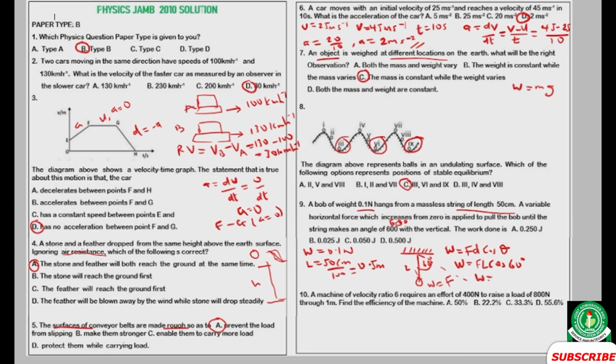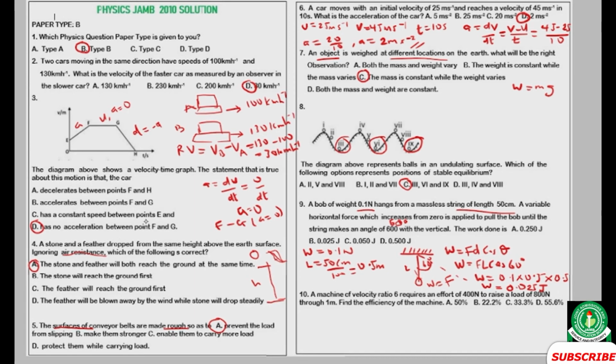Substituting now, W equals F, which is 0.1, times 0.5, times cos 60, which is also 0.5. When you press cos 60 on your calculator, it is 0.5. So W is equal to 0.5 times 0.5, which is 0.25. Multiplied by 0.1, that will be 0.025. So 0.025 is the answer, and the unit of work done is joule.